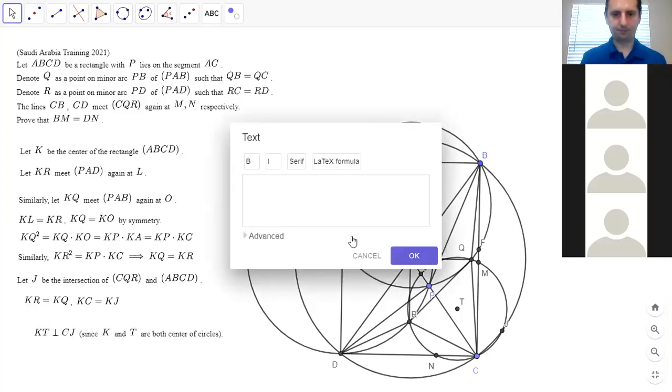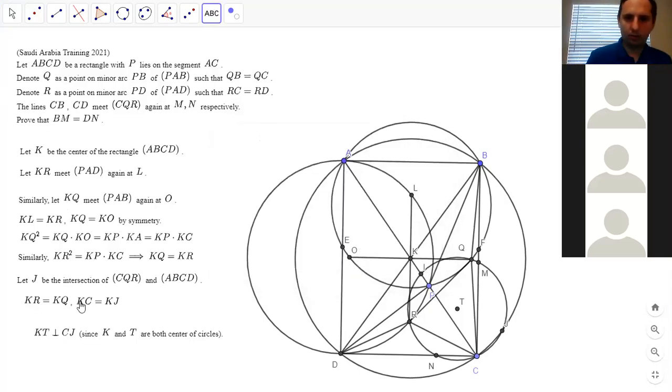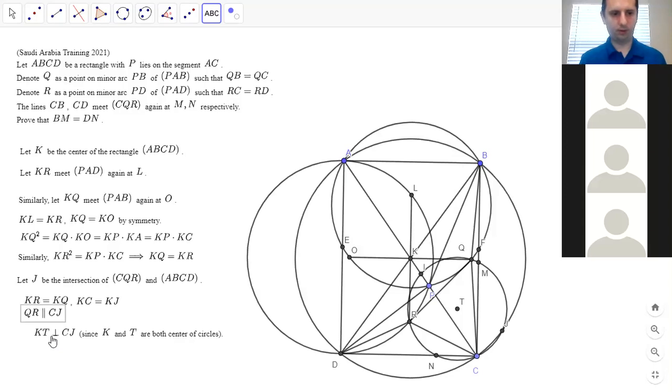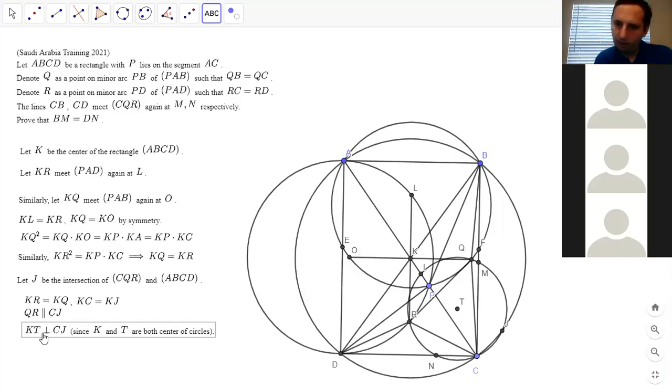So these two imply that RQ is parallel to CJ. Since KT is perpendicular to CJ, now we want to show that JK is perpendicular to BD. And that should be an angle chase because we have angle JKB is JKM plus MKB.